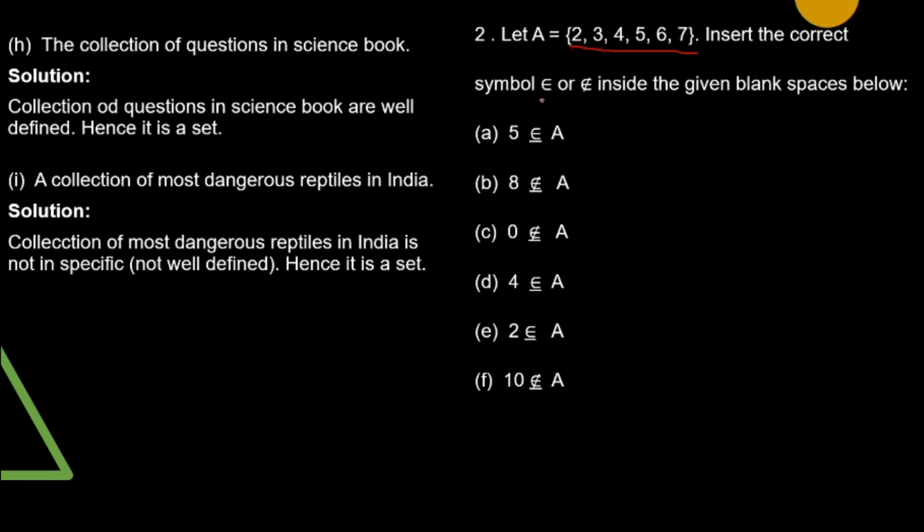Insert the correct symbol, belongs to or does not belong to, inside the given spaces below. First question, it was 5, A. So, 5, yes, it belongs to A. Next, 8. Is 8 there in the set? No. So we say it does not belong to A. Third question, 0, does it belong to A? No. So this type of problem is easy, right?